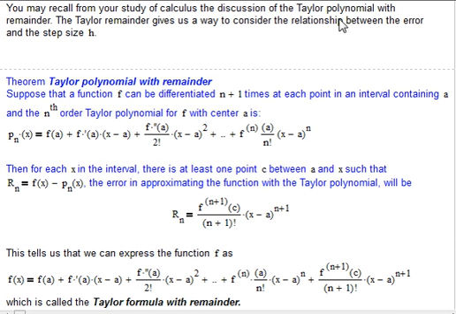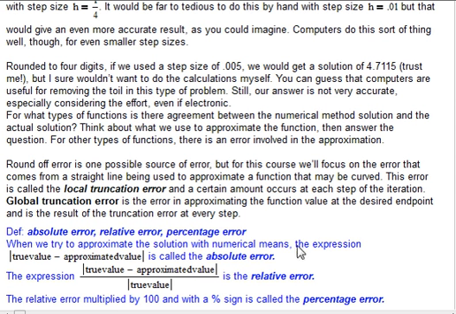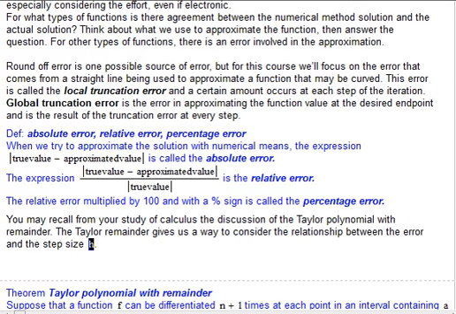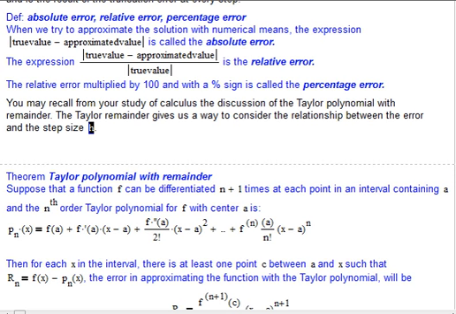Well, of course, the smaller step size is going to get you a more accurate answer, and that should minimize the absolute error, the relative error, and the percent error, as our example illustrated here. But what if we want a little more accuracy?